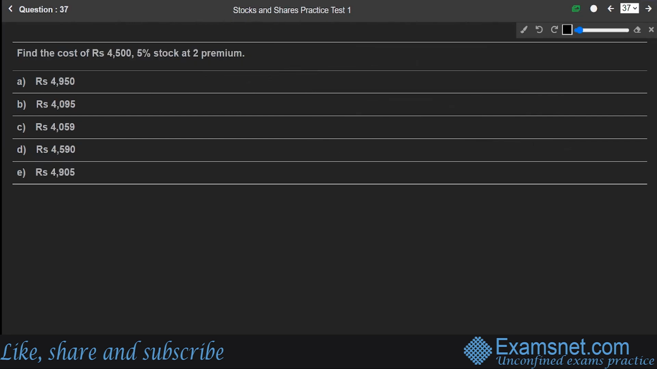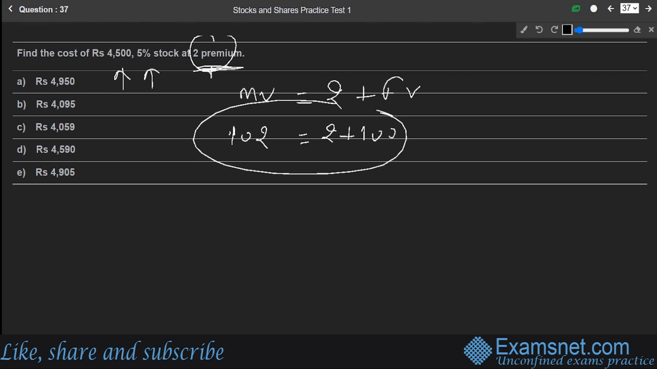Now the question says, find the cost of rupees 4,500, 5% stock at 2 premium. When they say 2 premium, the cost of 100 stock will be 100 plus 2, that is 102. So at 2 premium means that the market value is 2 rupees greater than the face value. Face value is always understood as 100 rupees. So market value will be 102 rupees. Cost of 100 stock, or 100 rupees share, will be equal to rupees 102. That is, you will have to pay 102 rupees to buy one stock whose face value is 100 rupees.